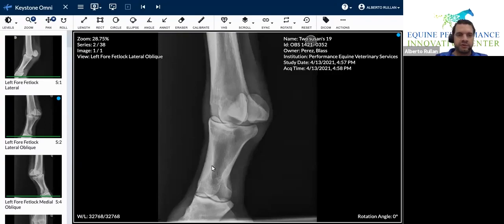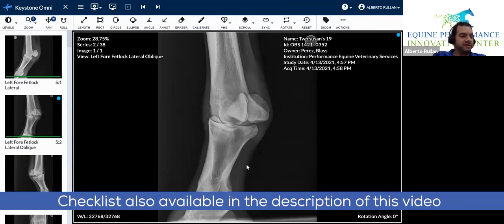So today we are going to talk about reading radiographs of the thoroughbred sales. The first one that I have over here is the lateral oblique of the fetlock. If you don't have a checklist, I have provided a checklist for you on the Stifle Radiograph website. I will give you the link later on. Basically, the checklist will give you everything that you need to know with respect to the reading of radiograph sales.